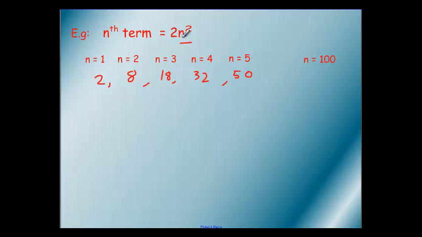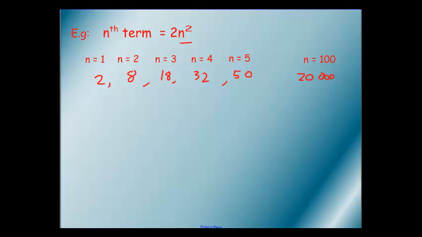This time, because we've got an n squared rather than just an n, we don't have the same difference each time. But that's okay, it's just because it's a different kind of sequence. Finally, to get the 100th term, well, if n is 100, n squared is going to be 10,000 times by 2 is going to be 20,000. So we've looked at generating a sequence from its nth term.